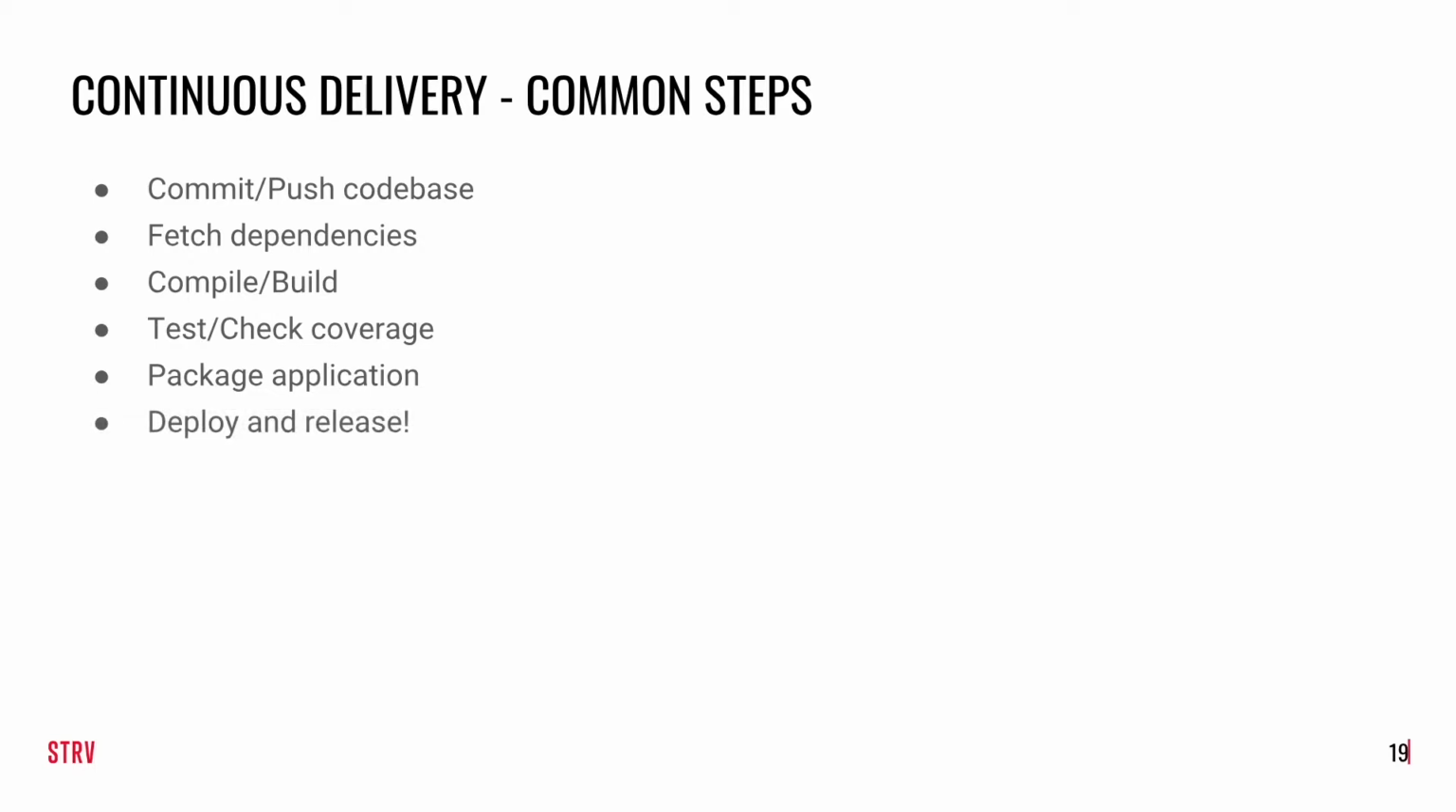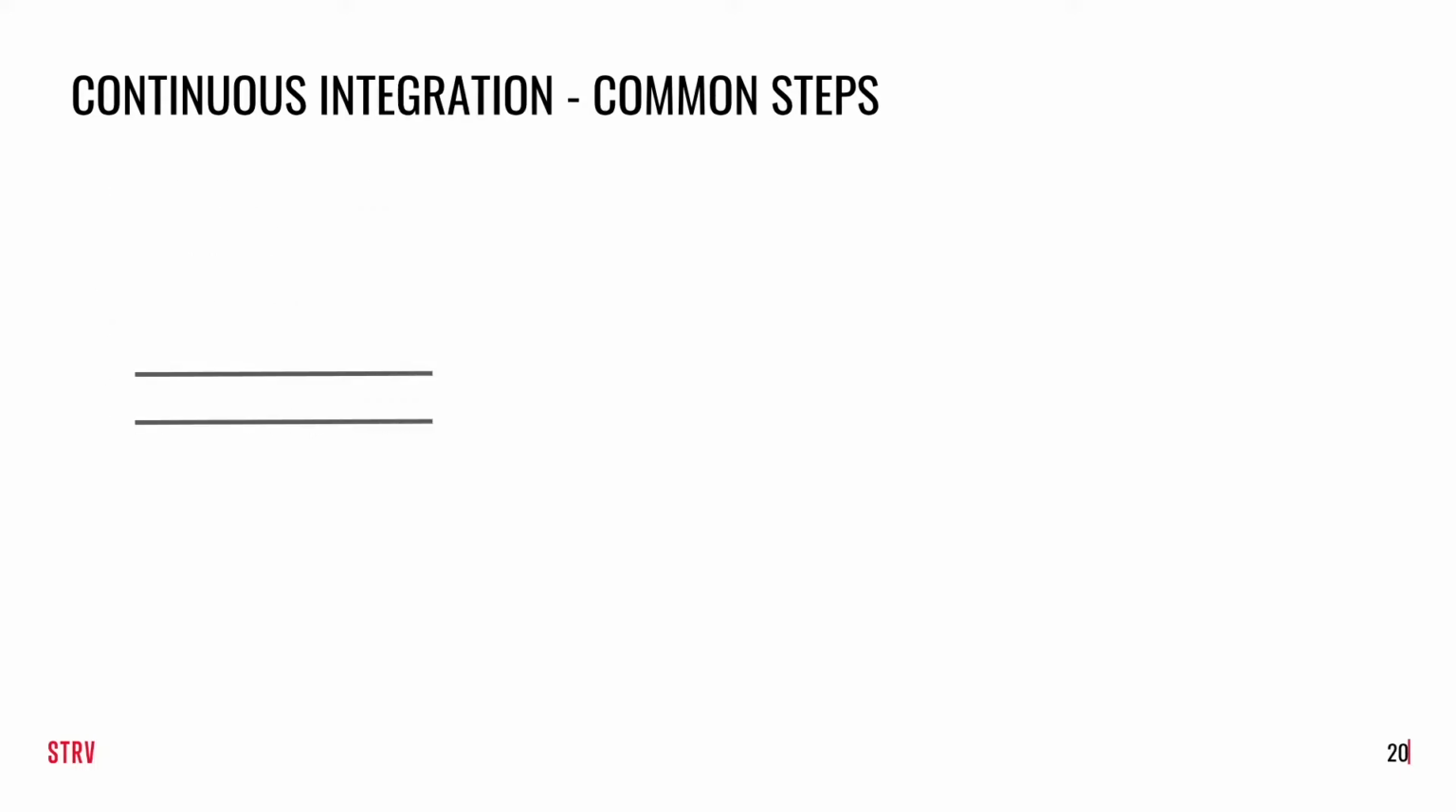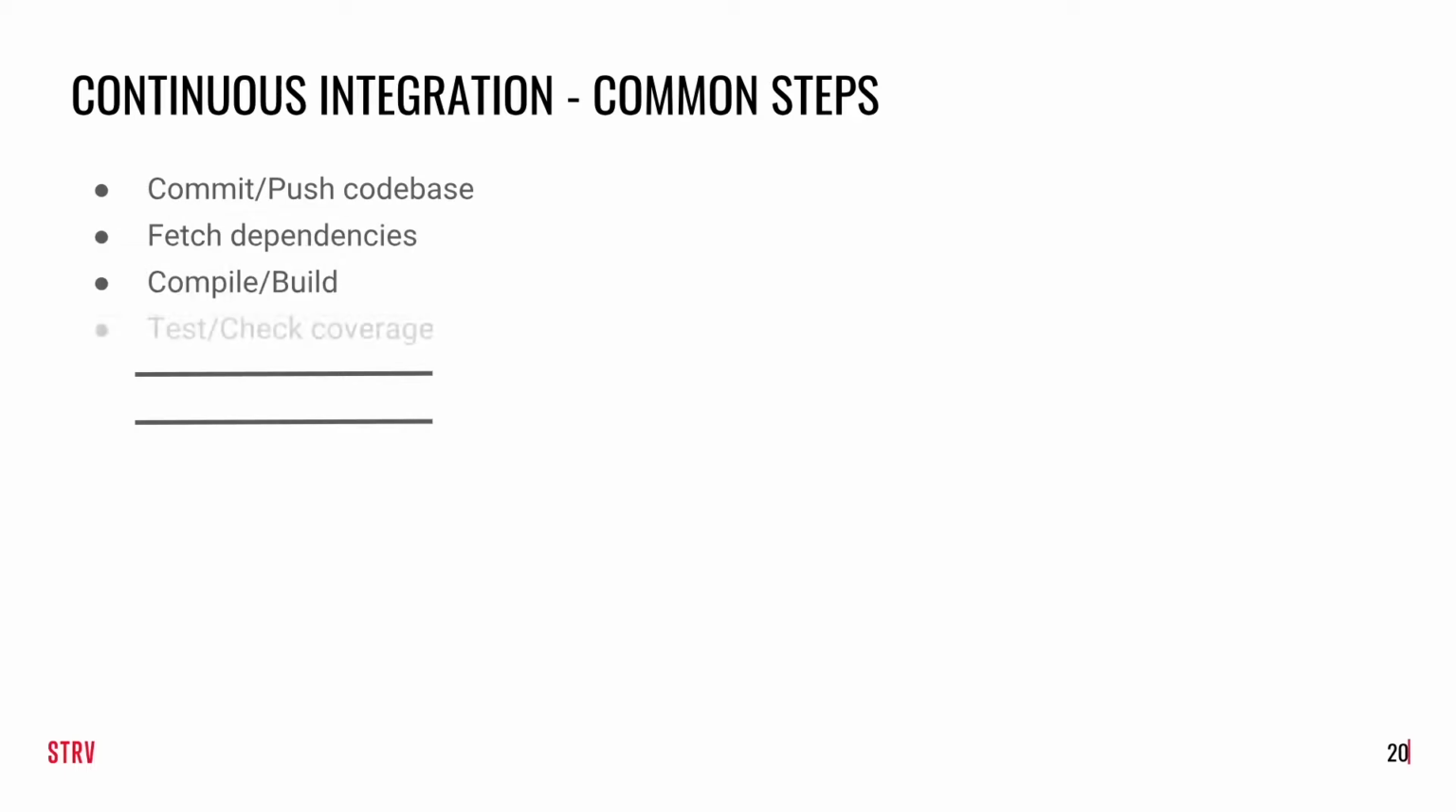And then we deploy and release. That's basically it. So after this, we have what will be included in continuous integration. We have basically the same basic steps, but we just leave out the parts of packaging the application and deploy and release. That's basically what continuous deployment takes care of.